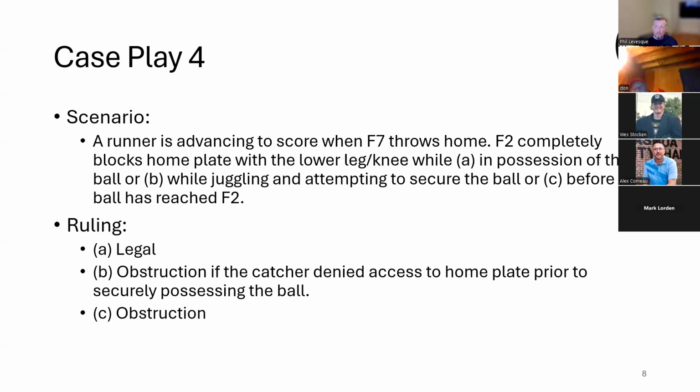So from what we've talked about clearly, A is legal because they're in possession of the ball. As I mentioned while we were talking about the definitions, attempting to secure the ball means we're not in possession of the ball yet. So we would have obstruction there. And clearly, if the ball hasn't reached F2 yet, they don't have possession. We would have obstruction.